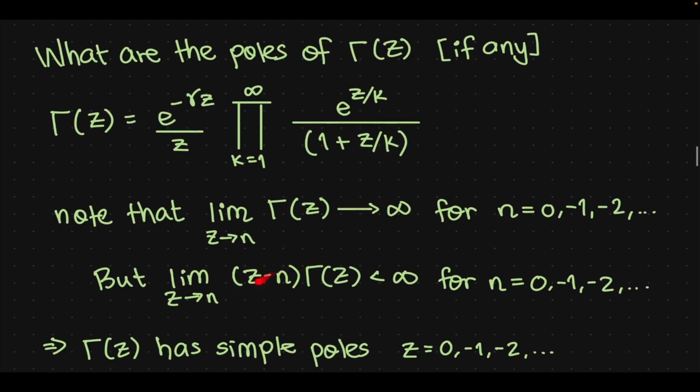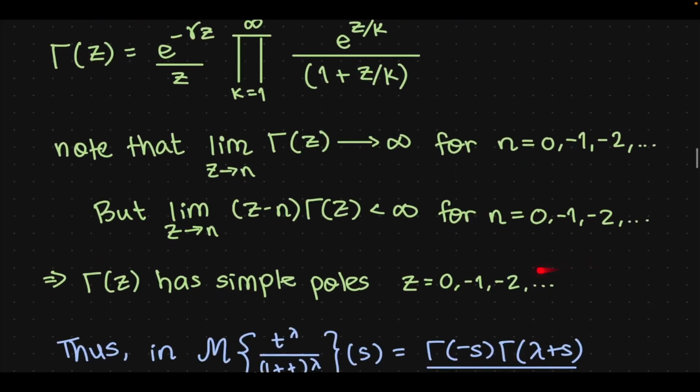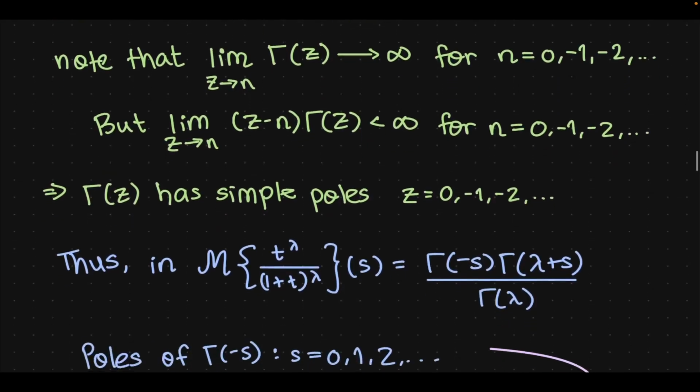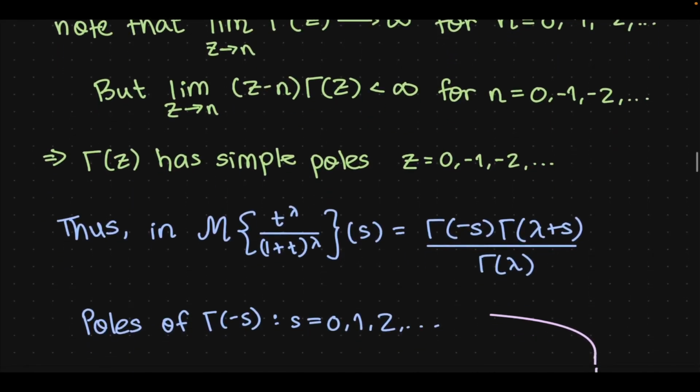But if you take the limit as z goes to n of z minus n times gamma of z, well, that converges because that factorizes one of the factors that were annoying for us. For again, n equals 0, minus 1, minus 2. So that means we have poles of order 1 for the gamma at the values z equals 0, minus 1, minus 2, also known as simple poles. That's nice. Simple poles are nice to work with, and we really like them.